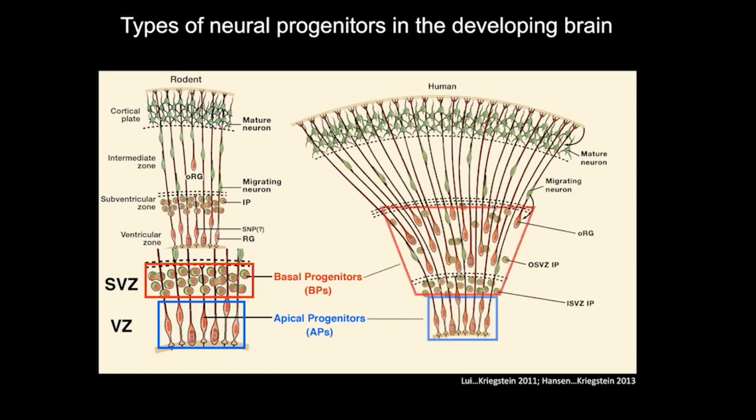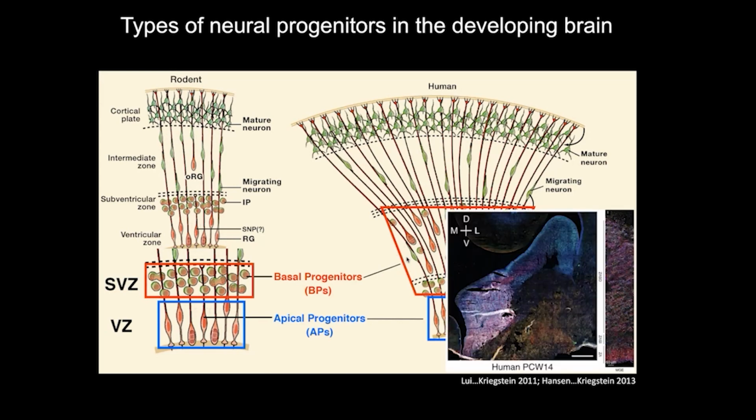And why this is relevant is because in the human and other higher vertebrates, you see an incredible expansion of these basal progenitor cells. And this in large part gives rise to expanded cell numbers, neuronal numbers, and expanded cortex in higher species. So understanding the mechanisms of how you generate this incredibly large population of basal progenitors is quite relevant to humans.